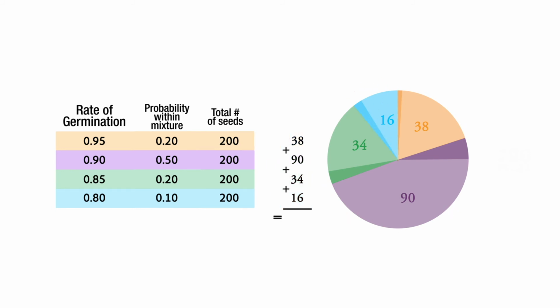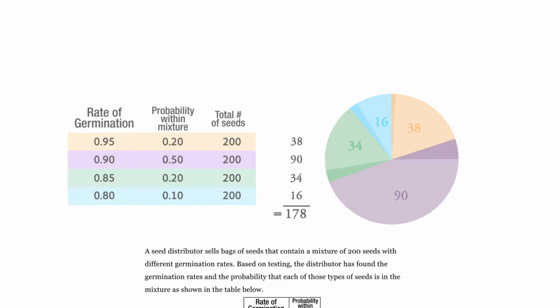And we can add these up, 38 plus 90 plus 34 plus 16, and it happens to total 178 seeds. That's our answer.